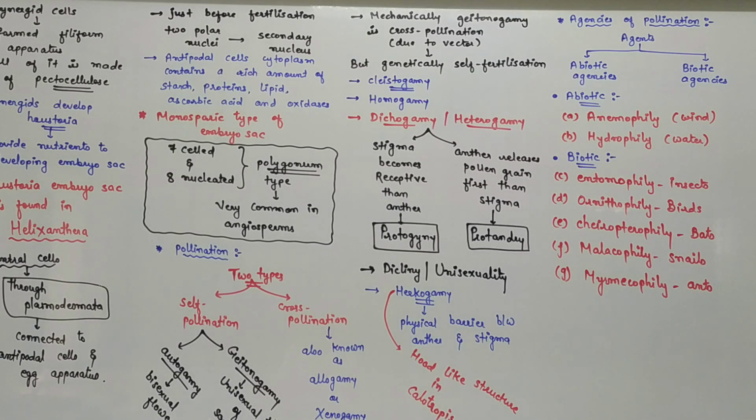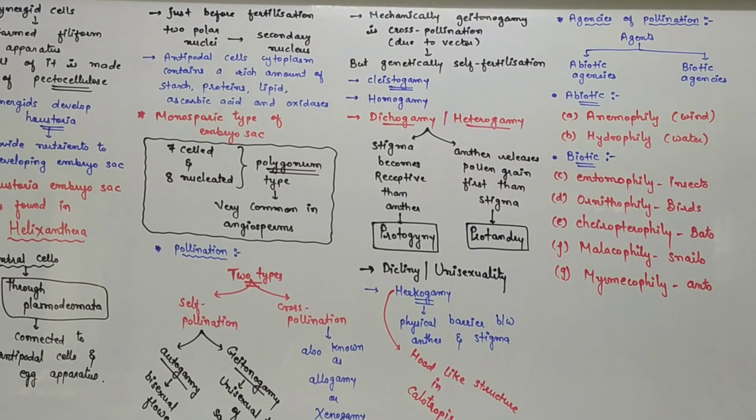So these are the types of the pollinating agents. So we have discussed the agencies of pollination. Now let us discuss first anemophily.